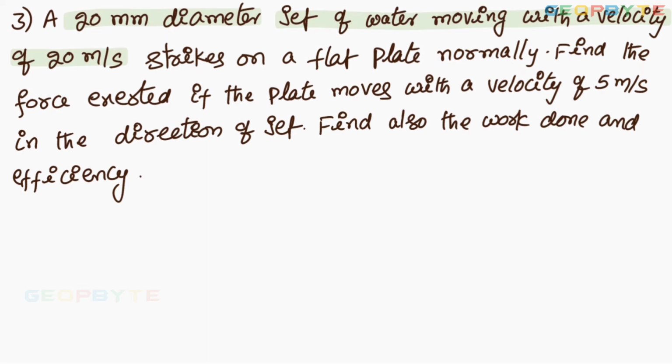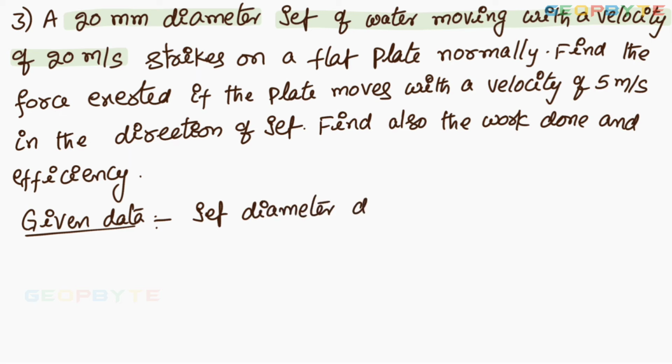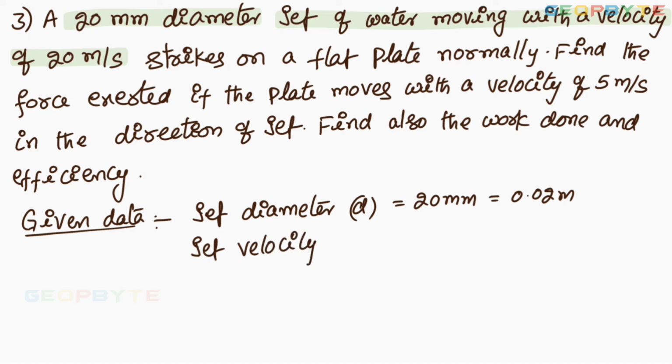Let me write the given data. Jet diameter D equal to 20 mm, which is equal to 0.02 meters. Jet velocity V equal to 20 meters per second.